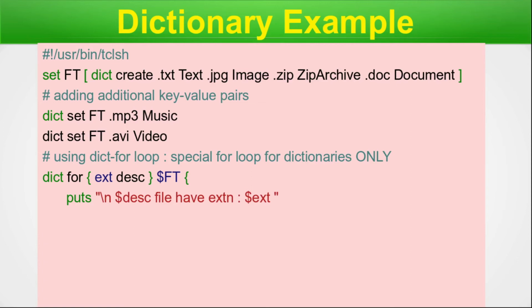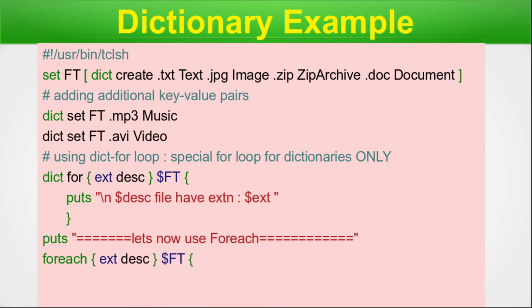So the value is printed first and the extension is printed next. Okay, so this is one way. Another way is that we can use the general foreach loop for accessing this particular data structure. That is not a limitation.